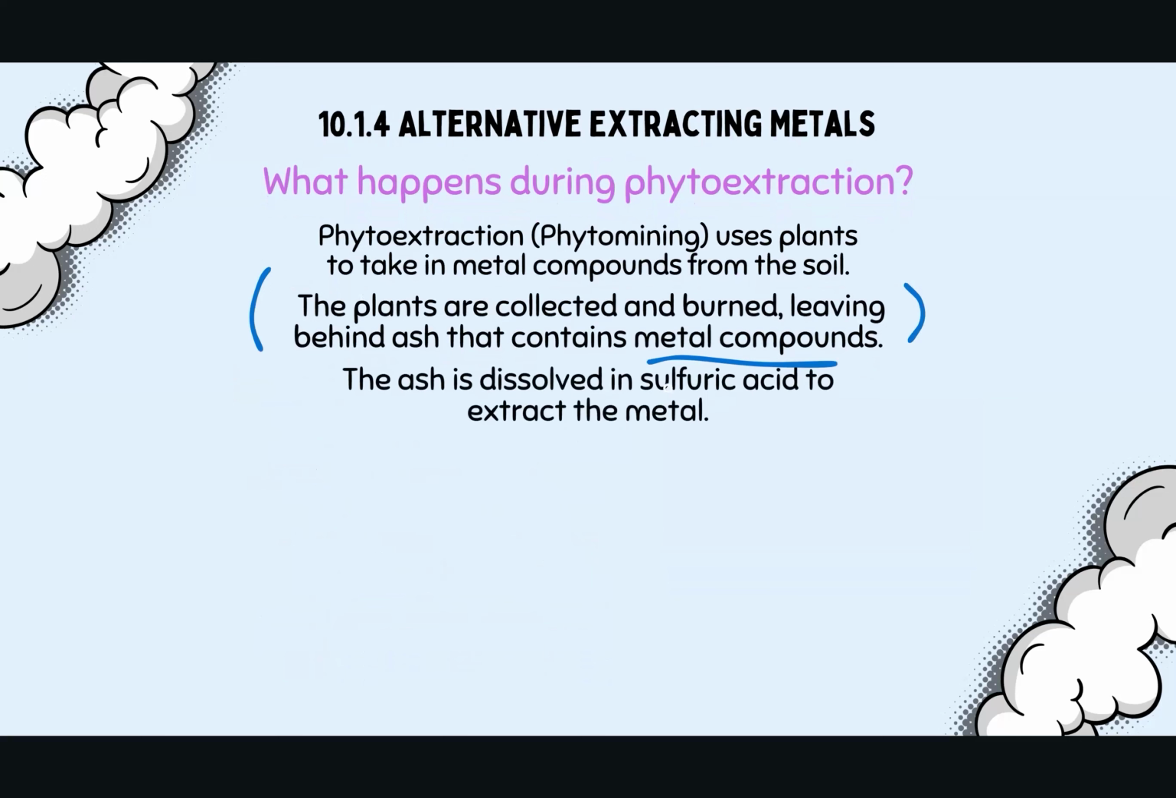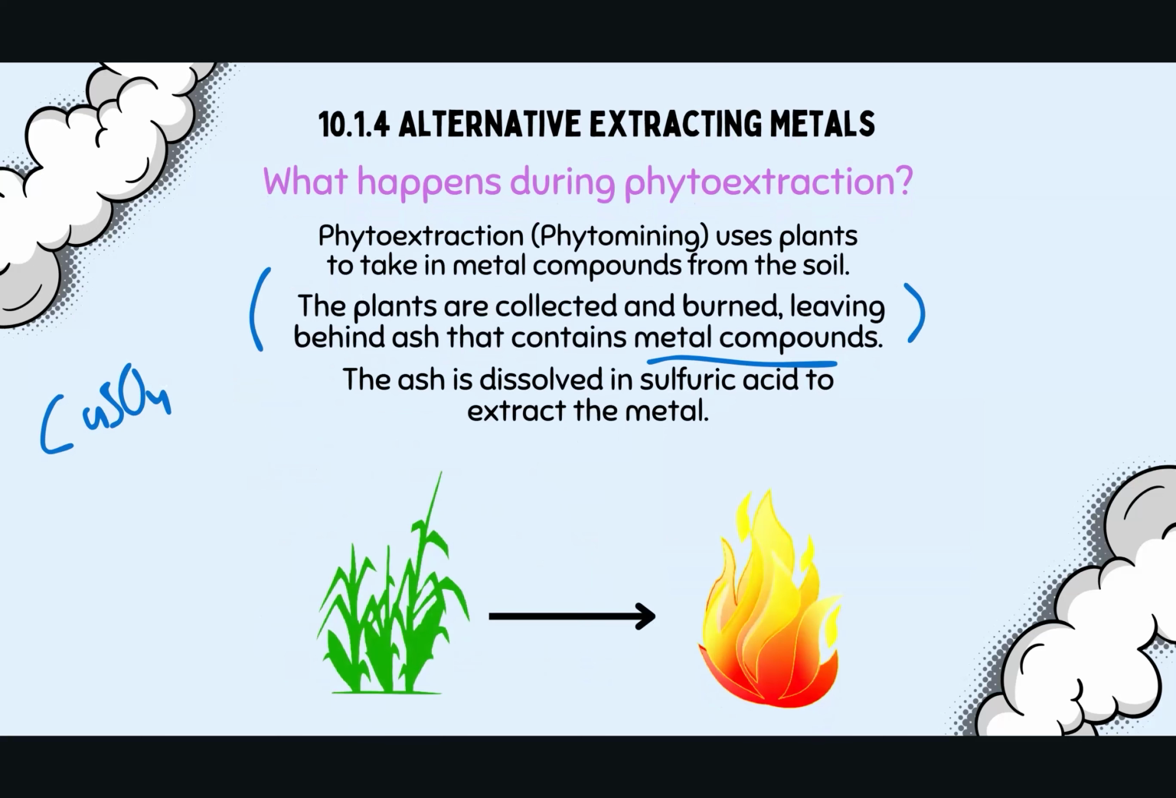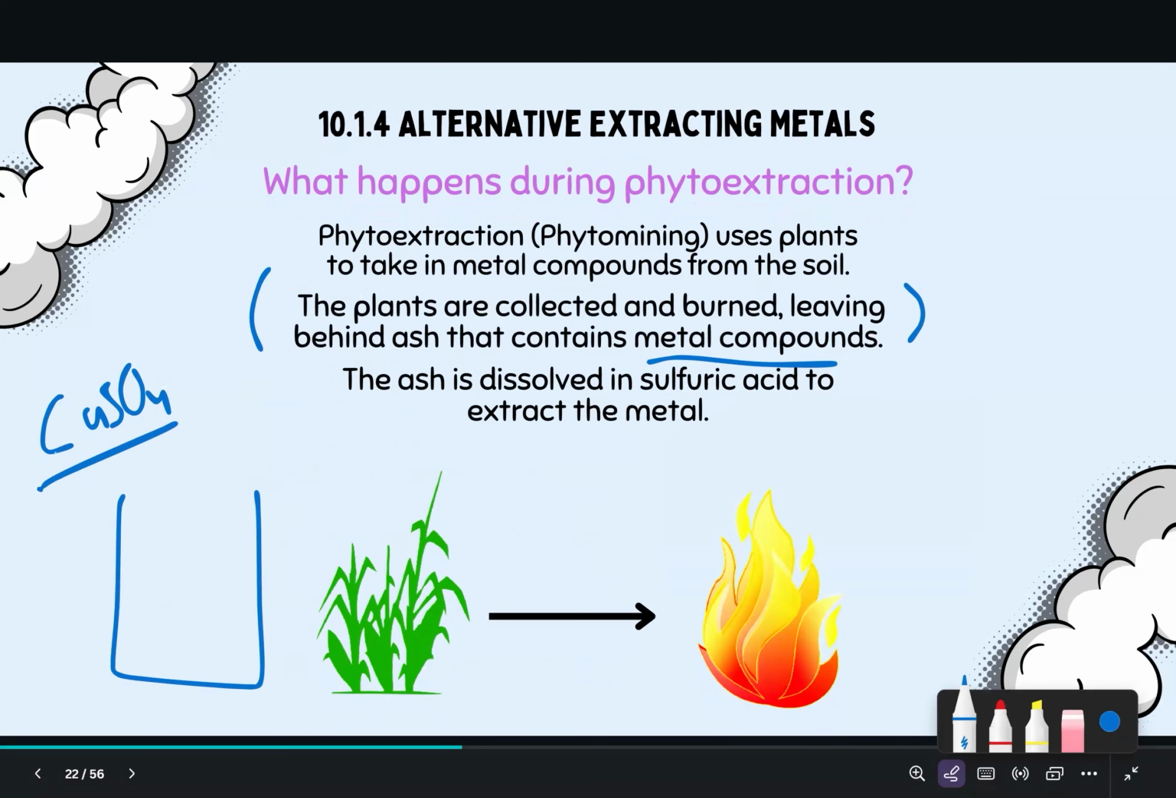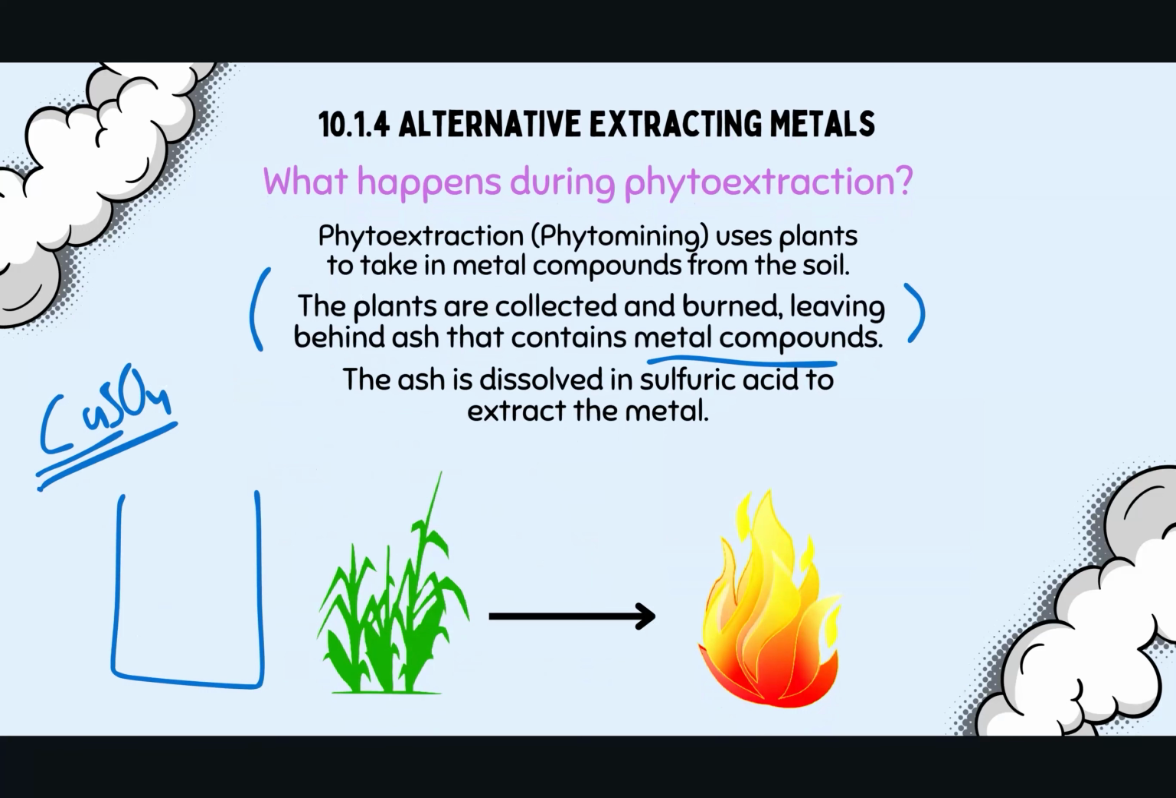The ash is dissolved in sulfuric acid, which makes copper sulfate solution, and then that copper sulfate solution can be used in electrolysis, as part of the electrolyte, and that copper is then purified using electrolysis.